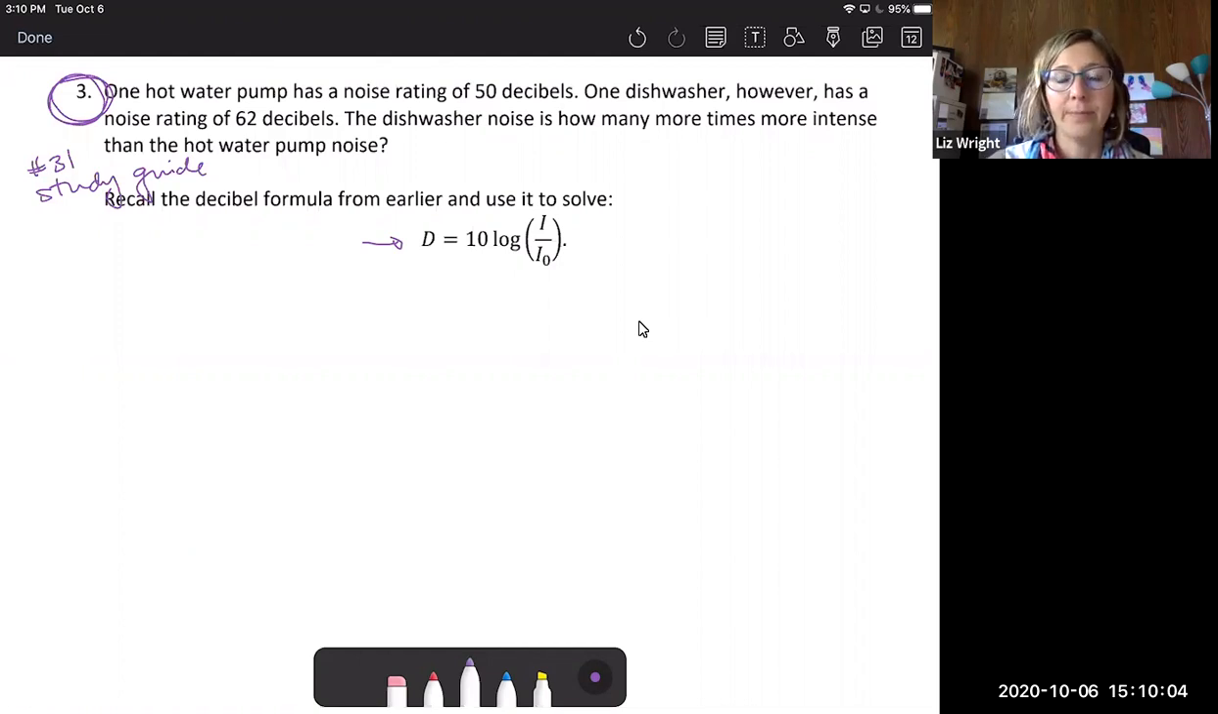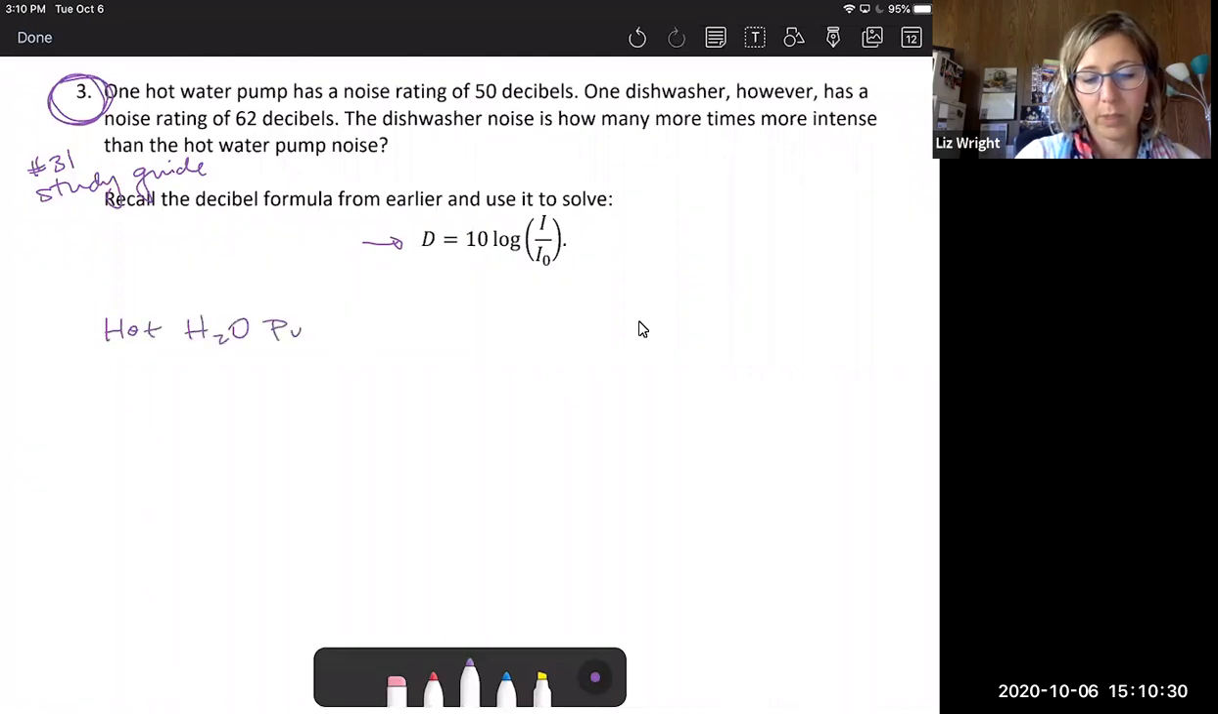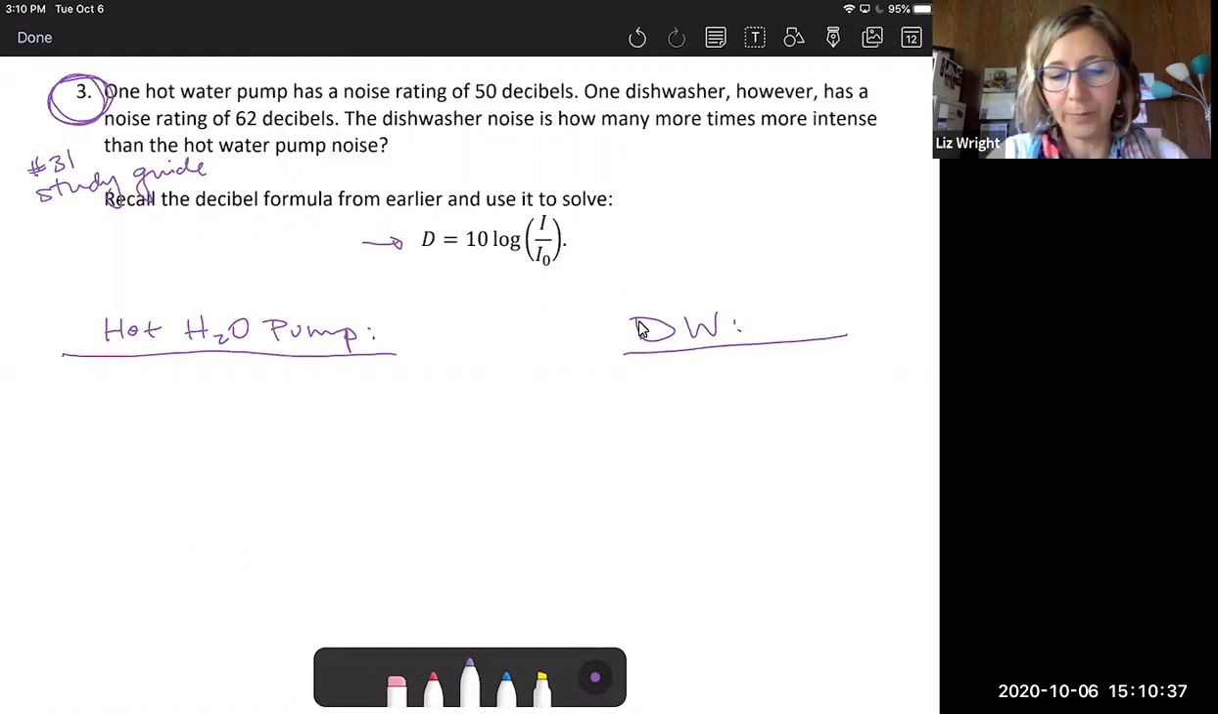So pause the video and see if you can at least tell me what we are solving for. What did they give us? All right, hopefully you've paused the video and figured that out. So we have two different things. We've got the hot water pump and we've got the dishwasher. Over here on this side, I'm going to do the hot water pump, and then we've got the dishwasher on this side.